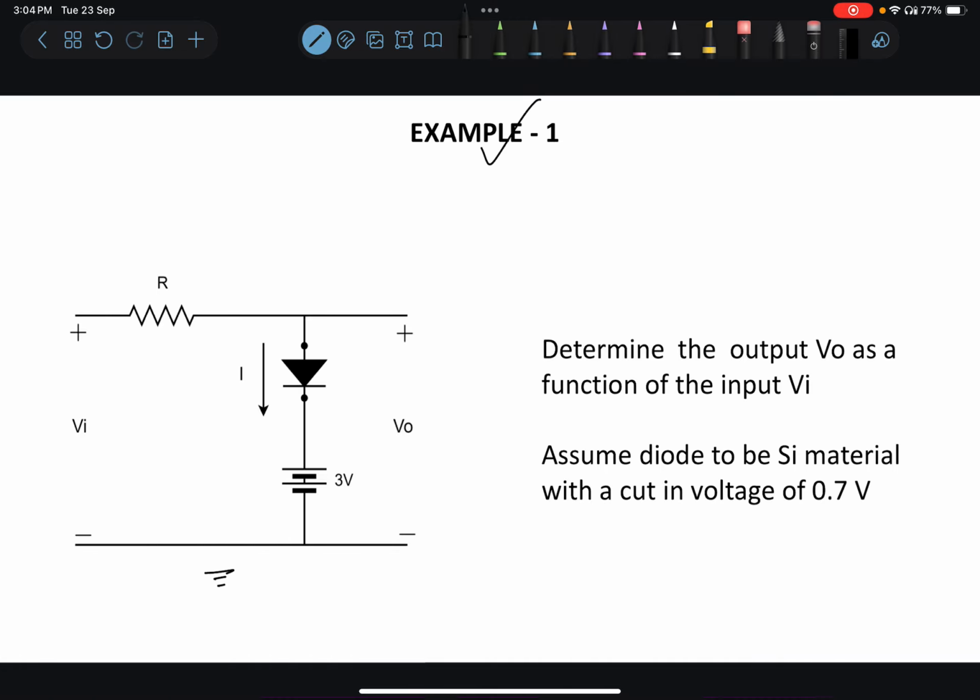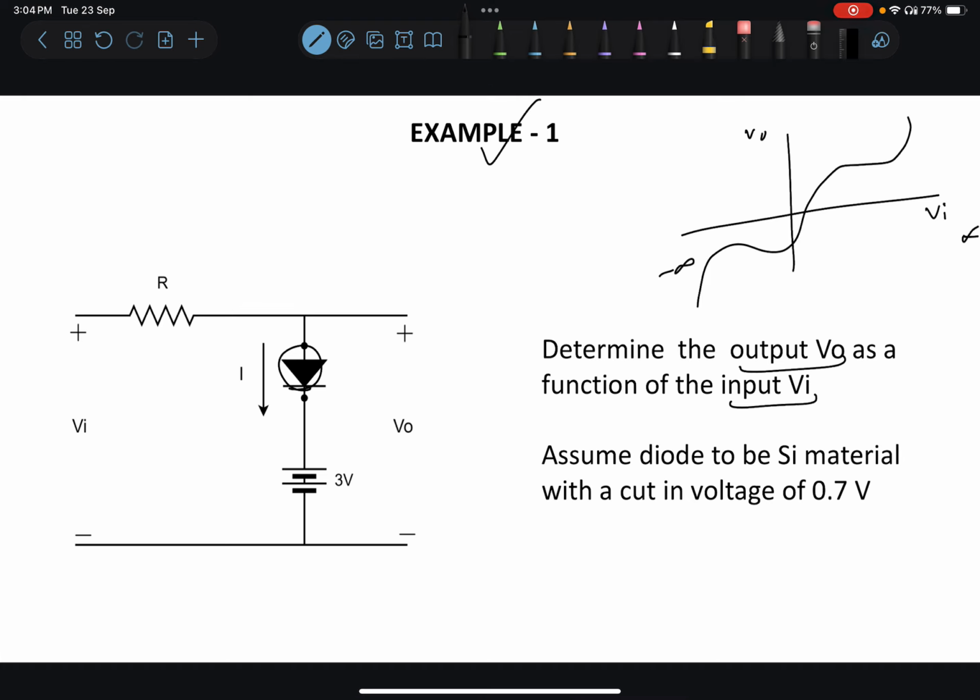Here we have a circuit with a diode, a resistor and a 3-volt battery, and we are asked to determine the output-input relationship, which means that when the input varies from minus infinity to infinity, what is the value of the output? Basically, how do we express output as a function of input? That will be the output-input relationship of the given circuit.